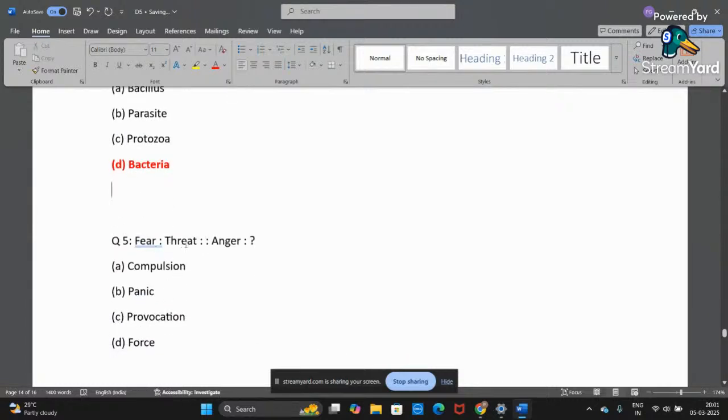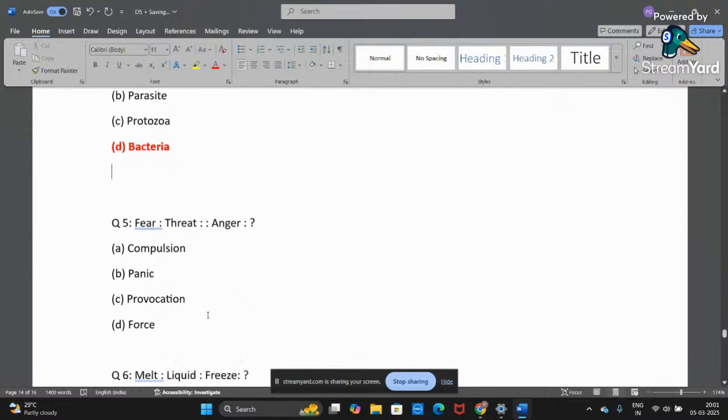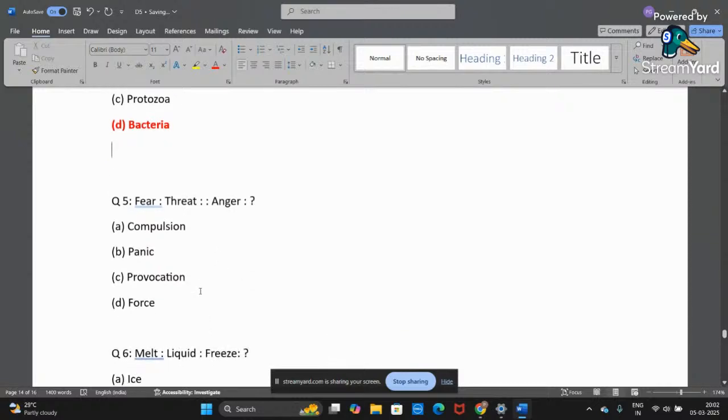Fear is related to threat, then anger is related to what? Compulsion, panic, provocation, or force. What is the answer? Yes, provocation is the answer.